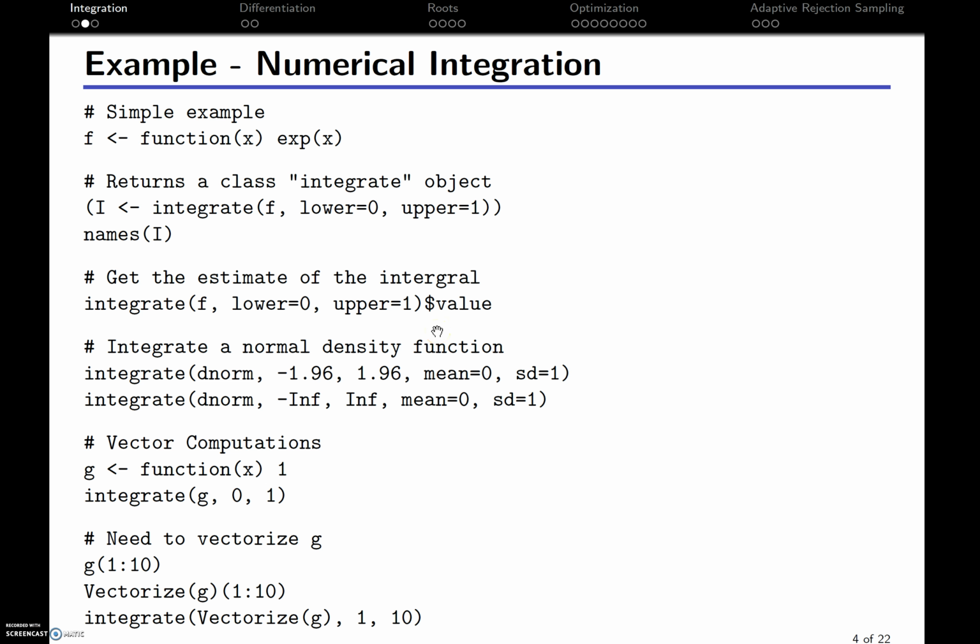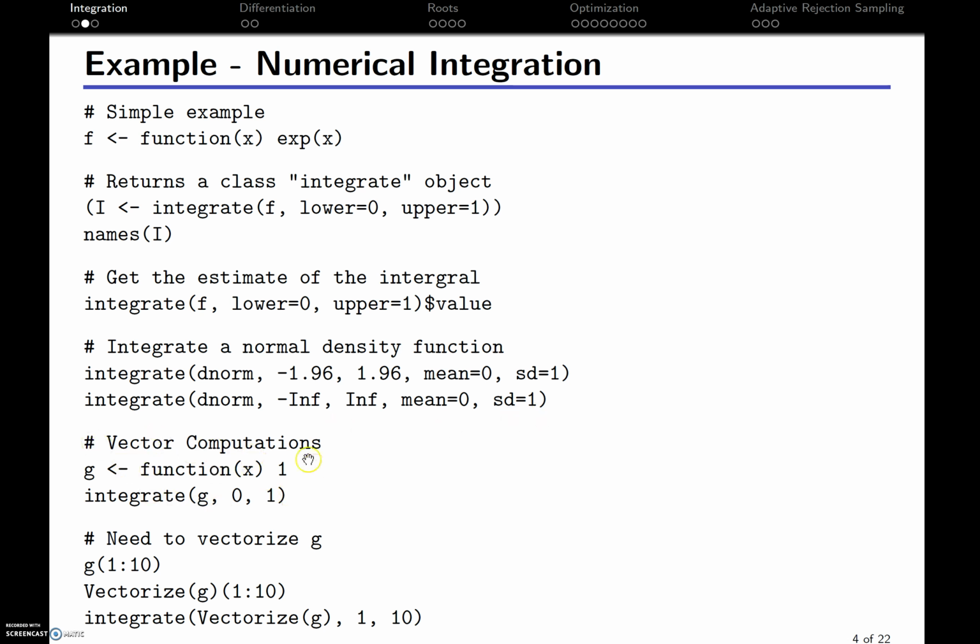You can integrate normal density functions. So we have pnorm, of course, but if you want to do something very much defined by you, you can use this. So we are integrating over the normal density. You can go from negative 1.96 to positive 1.96. Of course, you get 0.95 there because it's standard normal. Or you can integrate across the entire density, so you get 1.